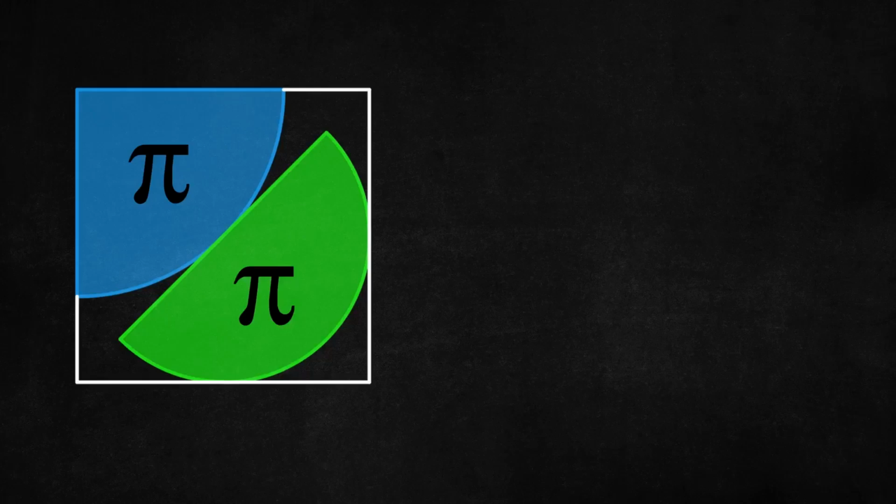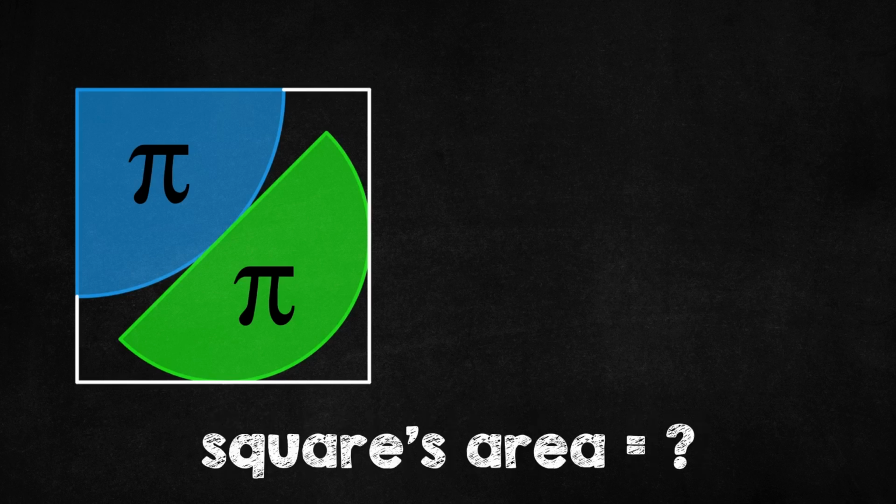I want you to look at this geometry problem with a beautiful diagram. We got a quarter circle and a semicircle, each having an area of pi square units inscribed inside a square. Do you think you can solve for the area of the square? If you do, go ahead and hit the pause button and try it on your own.